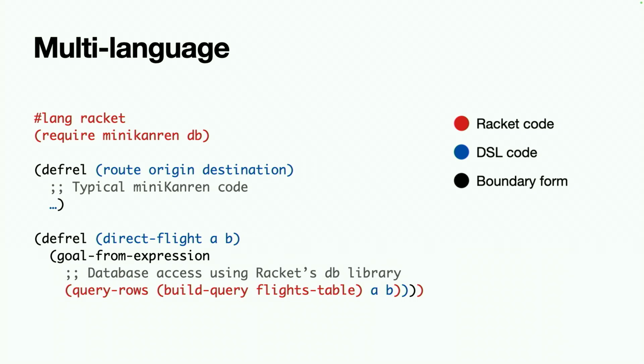So the Racket code's in red, and it's just using Racket's database library to access the database. And the forms in black here are the boundary forms that are going to mediate this interaction. So we have a Racket module, and inside that Racket module, we have the defrel boundary that says, OK, now we're going into miniKanren code. Or if we're in miniKanren code in a relation definition like direct flight, we have the boundary form goal-from-expression that says, let's go back into Racket code to compute this particular part of the goal.